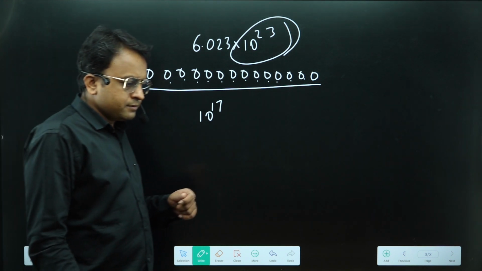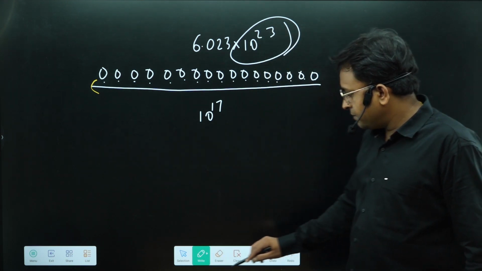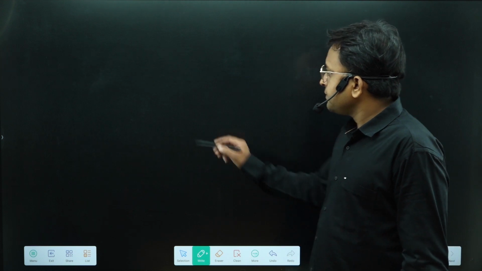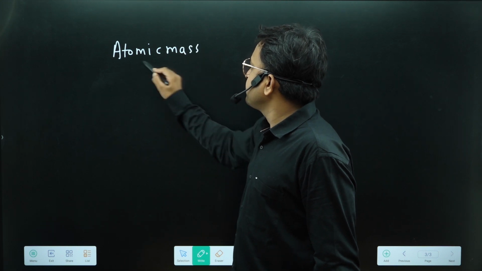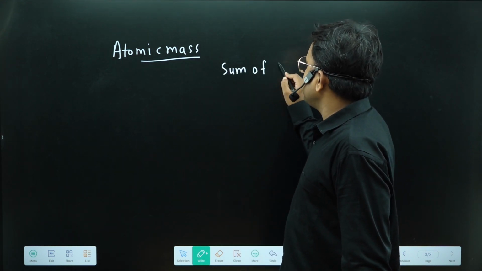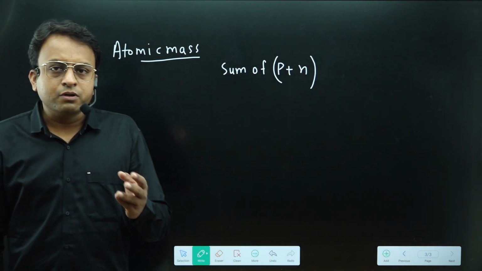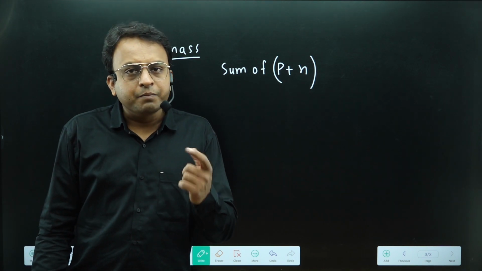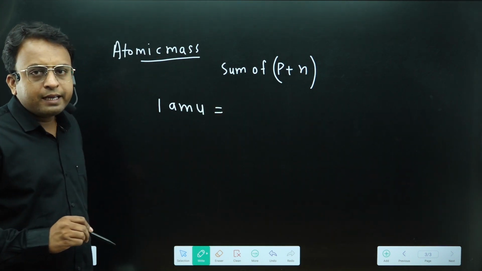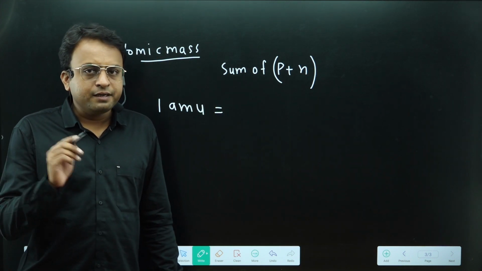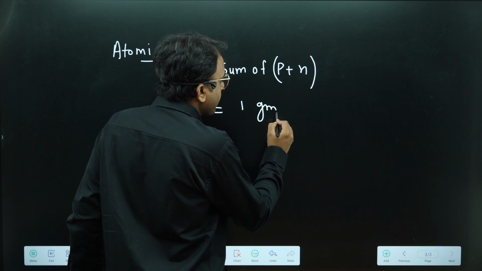Now, understand another concept of mole, that is atomic mass. Atomic mass is the sum of protons and neutrons present in the nucleus of an atom. The sum of protons and neutrons present in the nucleus of an atom is the atomic mass, or 1 AMU. I can write 1 AMU in a different way. This different way is that 1 AMU can be 1 gram per mole.